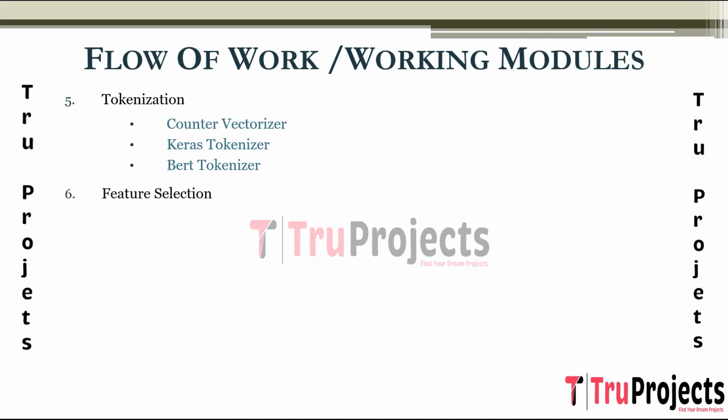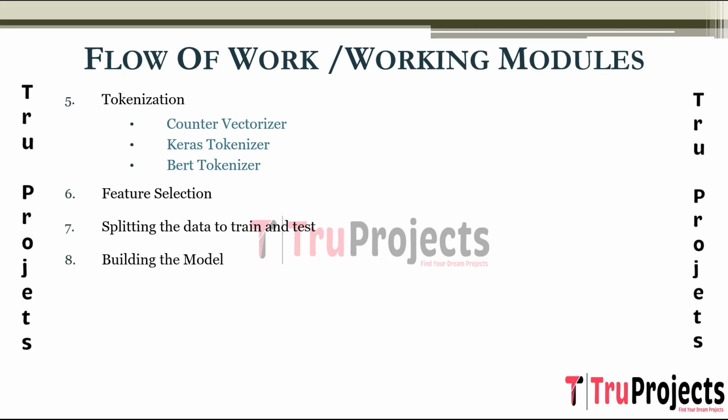Feature selection. In this phase, relevant features which are words or tokens are identified and selected for subsequent model training. Splitting the data into train and test. In this step, the dataset is divided into distinct training and testing sets. The training set is employed for model training, while the testing set is reserved for evaluating model performance.